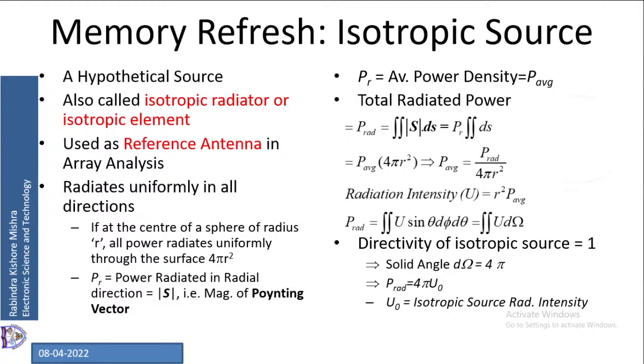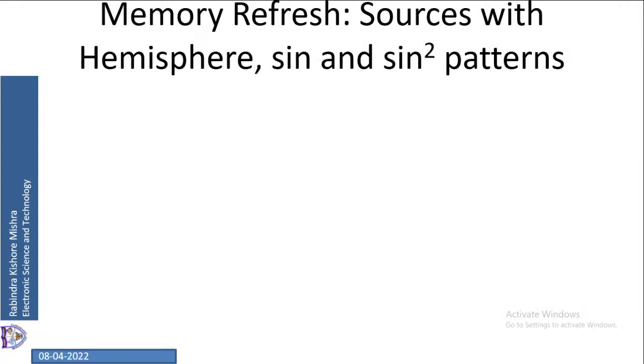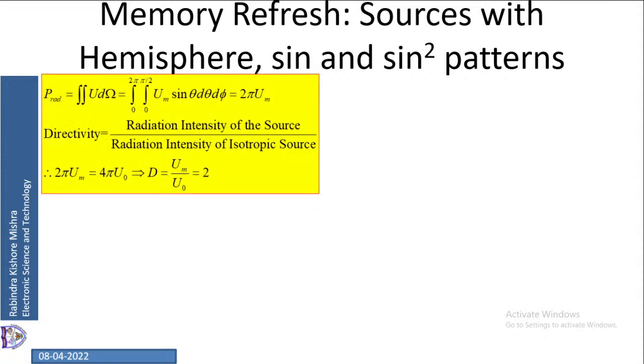Now there are other sources. Beyond isotropic sources, there are other sources like hemisphere, sine, sine square. These sources actually give us the radiation pattern which is hemispherical, then we call it a source with a hemisphere. If the radiation pattern is sine, then we call it a source with sine. If the radiation pattern is sine square, then we call it a source with sine square.